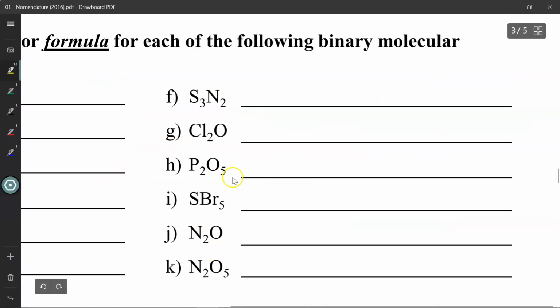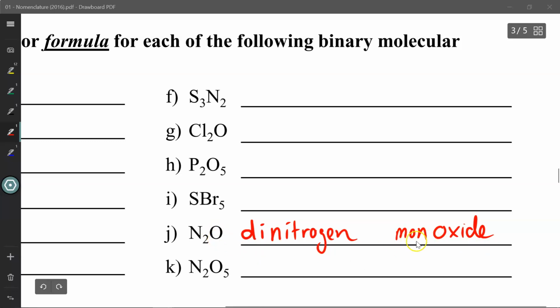Alright, so let's do one example. How about this one, N2O? N is a nitrogen, but it says 2 of them, so I need to write in dinitrogen. And finally, there's 1 oxygen, so I'll call it an oxide. But there's only 1 oxygen, so I must write down monoxide, where I remove the O from the mono because there'd be 2 vowels side by side.